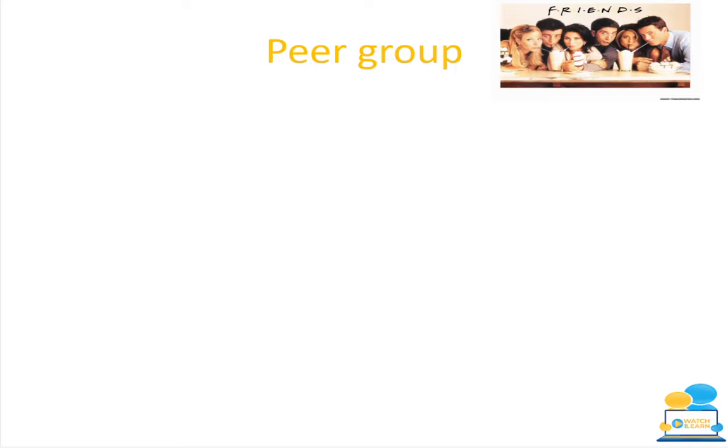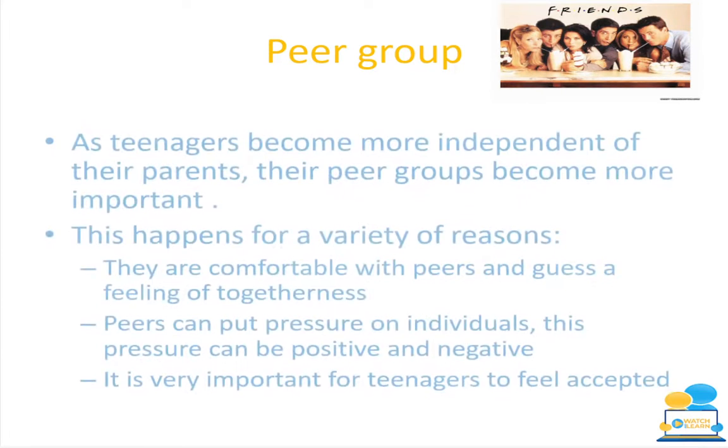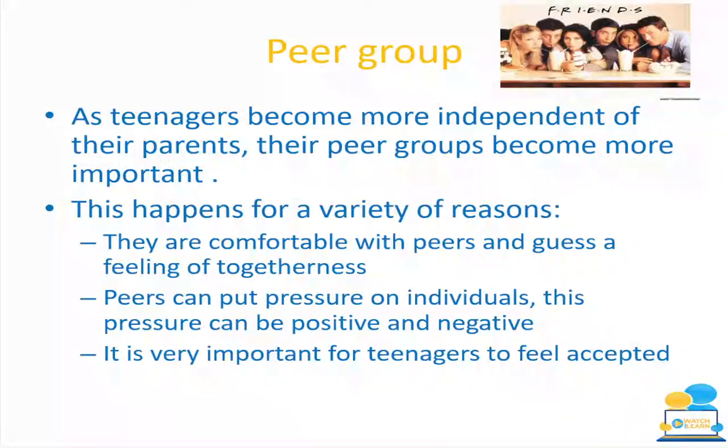Peer group. So you're thinking of Friends, the TV show Friends, okay? So teenagers become more independent. Once you head into secondary school, you become more independent. You might have to make your own lunch. You have to do your homework. You have to figure out what books you need to bring. You might start to go out more with friends after school, meet up with them during the weekends. So therefore, you're spending more time with your friends than you used to in primary school because the days are longer in secondary school.